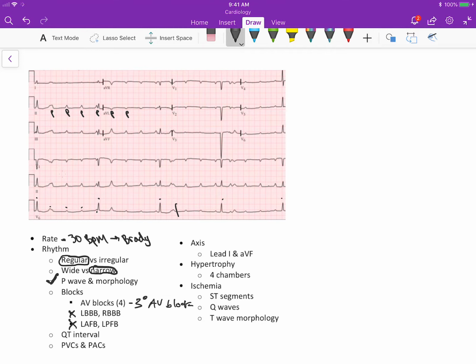Next, let's move on to axis. Axis, we see lead 1 is positive. Let's go to lead AVF. We see lead AVF is also positive. So we have normal axis. Let's look at hypertrophy.